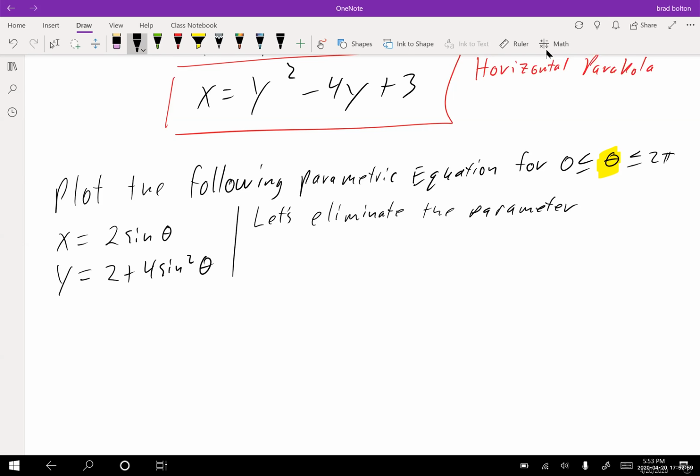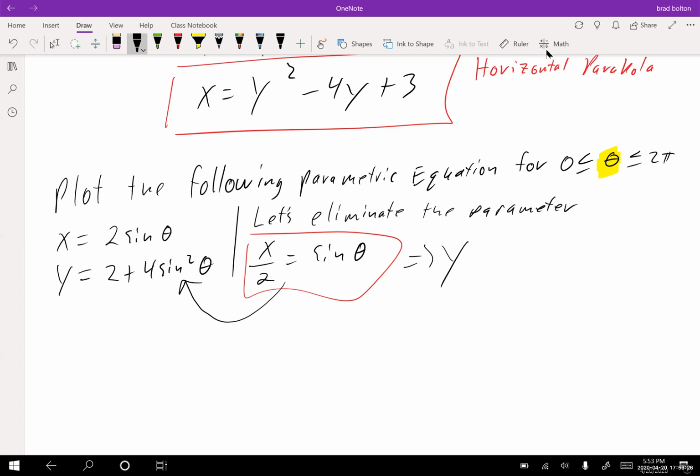Okay, so that means we should take 2 sine theta, and we should be able to solve for theta. So we have x over 2 is equal to sine theta. Now I could try to solve for theta if I wanted to, and I would have arc sine of x over 2 is equal to theta. But technically, I currently know that x over 2 is worth sine theta. So take a minute and plug this in for sine squared.